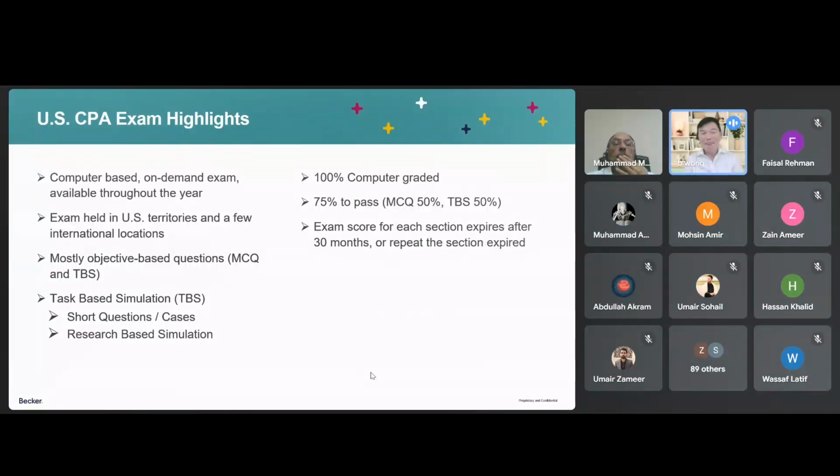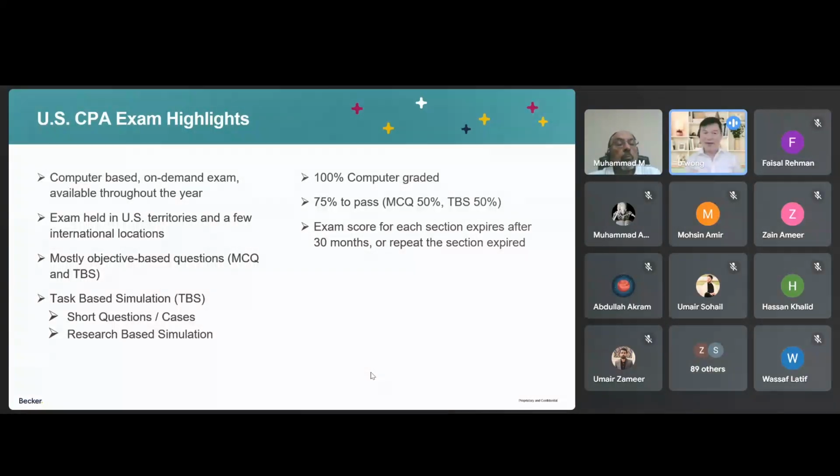So, the USCPA exams. I think it's 100% computer based. It's an on-demand exam. It's available, I would say, pretty much throughout the year, so they don't have a set exam window. And the exam, as Mohammed said, is held in the U.S. territories and some international locations. The newest addition to the testing locations is the Philippines. They just announced it July 1st.